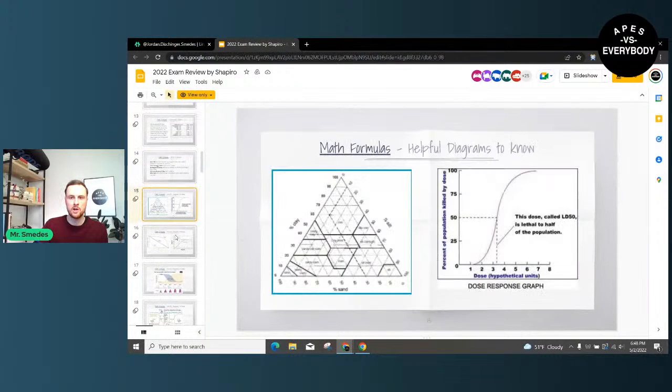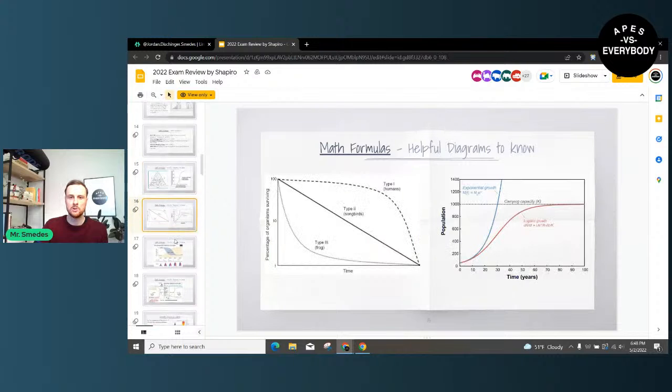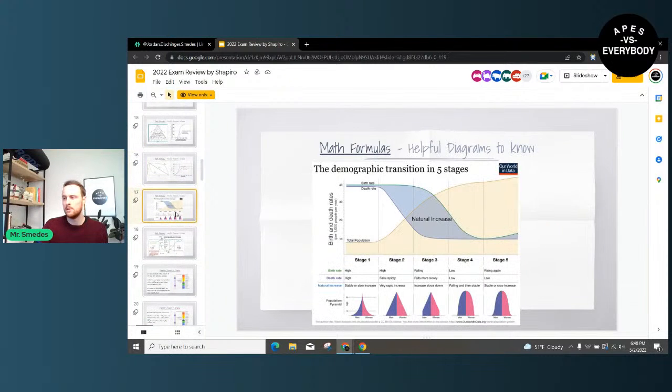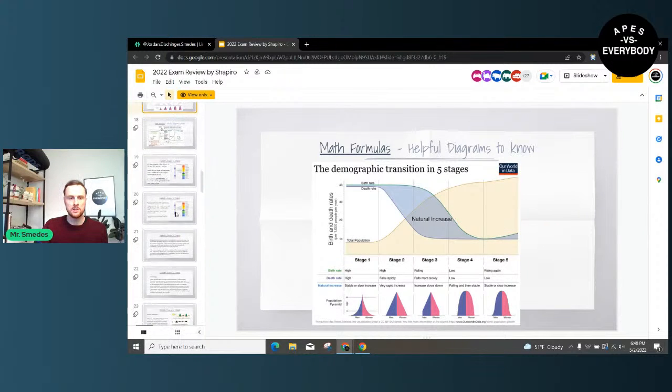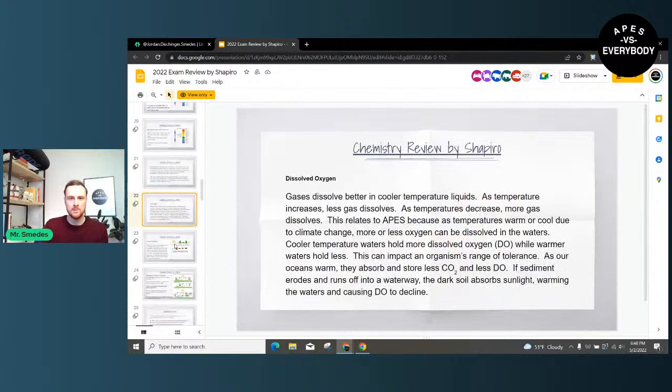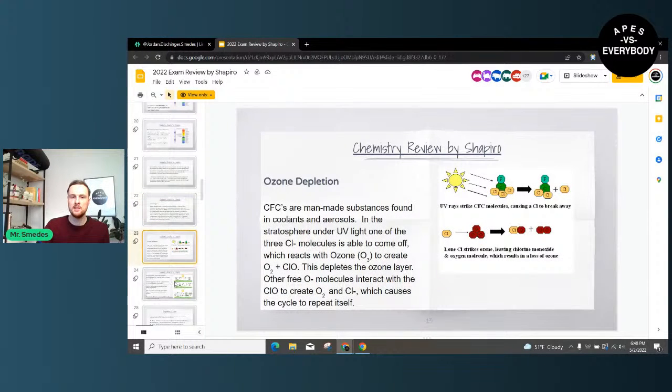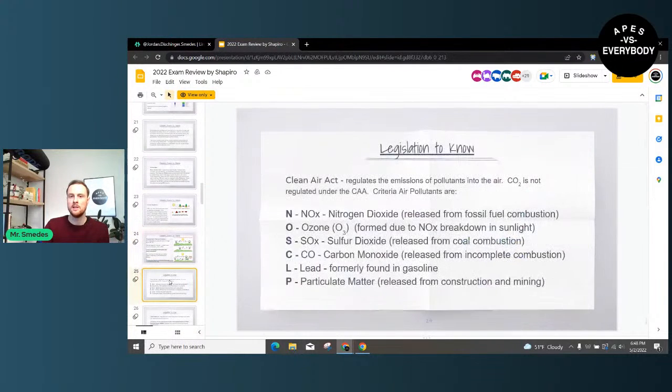She's got soil texture triangle, LD50. She's got some good graphs in here. Demographic theory of transition, of course. She has a little bit of chemistry in here too. This is important. People forget about chemistry on the APES exam, but it's not a bad thing to review. You've got CFC depletion, chemistry. So she's got a lot of really good resources as well.